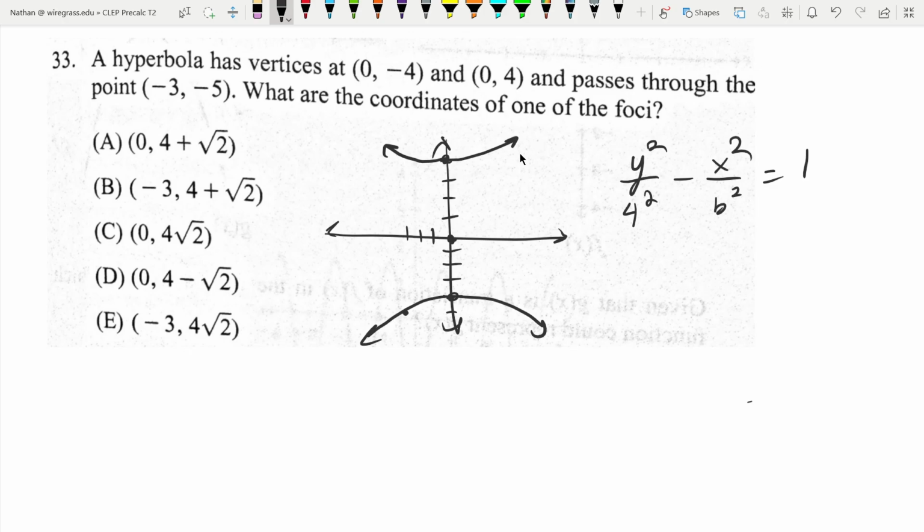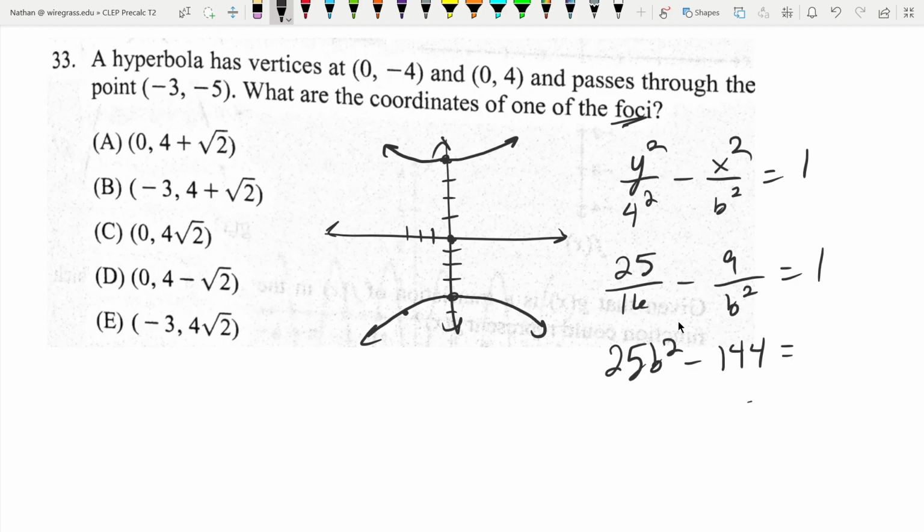With that being the case, we don't know what b squared is, and we're looking for the foci, so we have to have that to do it. I'm going to use this point and plug it in here and solve for b, because I know everything else. So (-5) squared is 25, 4 squared is 16, (-3) squared is 9, and b squared is still b squared. I'm going to multiply through by 16 and by b squared, and I'm going to get 25b squared minus 9 times 16, which is 144, equals 16b squared.